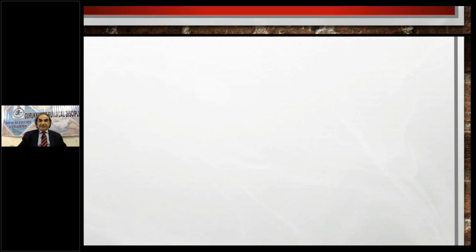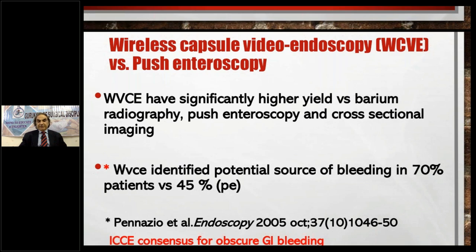And we are clear that it is a very useful method. The only problem is it is expensive. It needs all the equipment, needs the capsule, you need to wear those sensors. It is being used by gastroenterologists very commonly. Now, how does it compare with push enteroscopy? First of all, for that, you need to understand what is push enteroscopy.